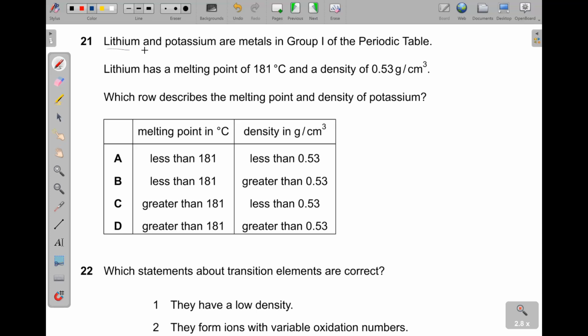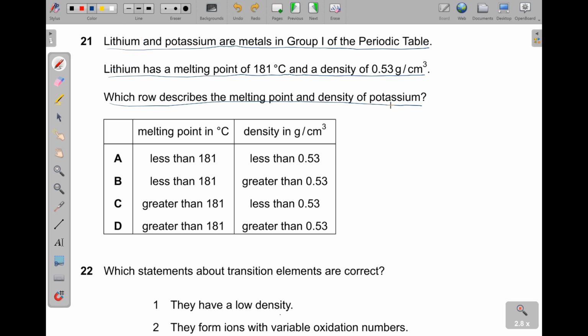Question 21. Lithium and potassium are metals in group 1 of the periodic table. Lithium has a melting point of 181 degrees C and a density of 0.53 grams per cubic centimeter, which all describes the melting point and density of potassium. Melting point in degrees C. Potassium is below lithium in the group.